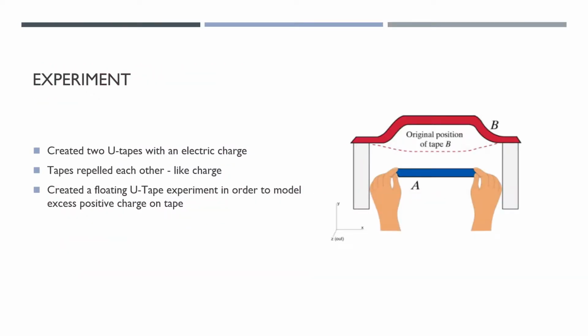To carry out this experiment, we created two charged U-tapes. These tapes repel each other, so using Coulomb's law, we know that they have the same charge. This experiment was set up by suspending tape B in midair and bringing tape A to the underside of tape B. Because they have like charge, they repel each other, and the electric fields from tape A caused tape B to essentially float.